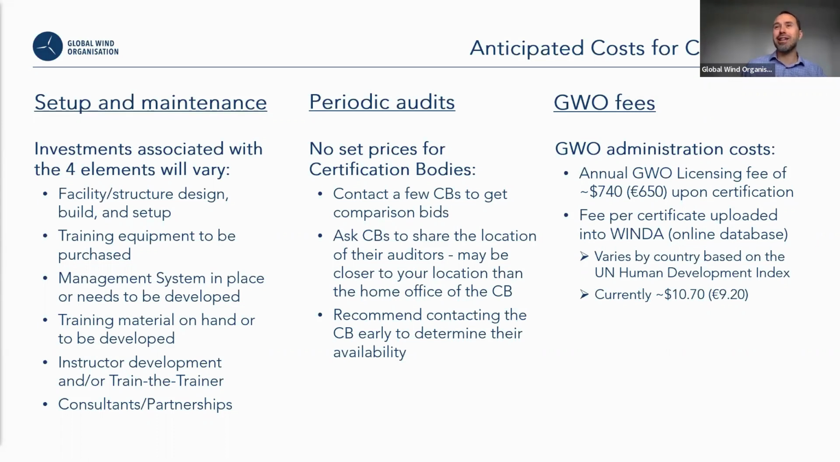And then far on the right is the GWO fees. These are really basic. You're going to see two different ways you get charged by GWO to be a certified training provider. One is an annual licensing fee of 650 euros, which right now I think is somewhere between $720 and $740.